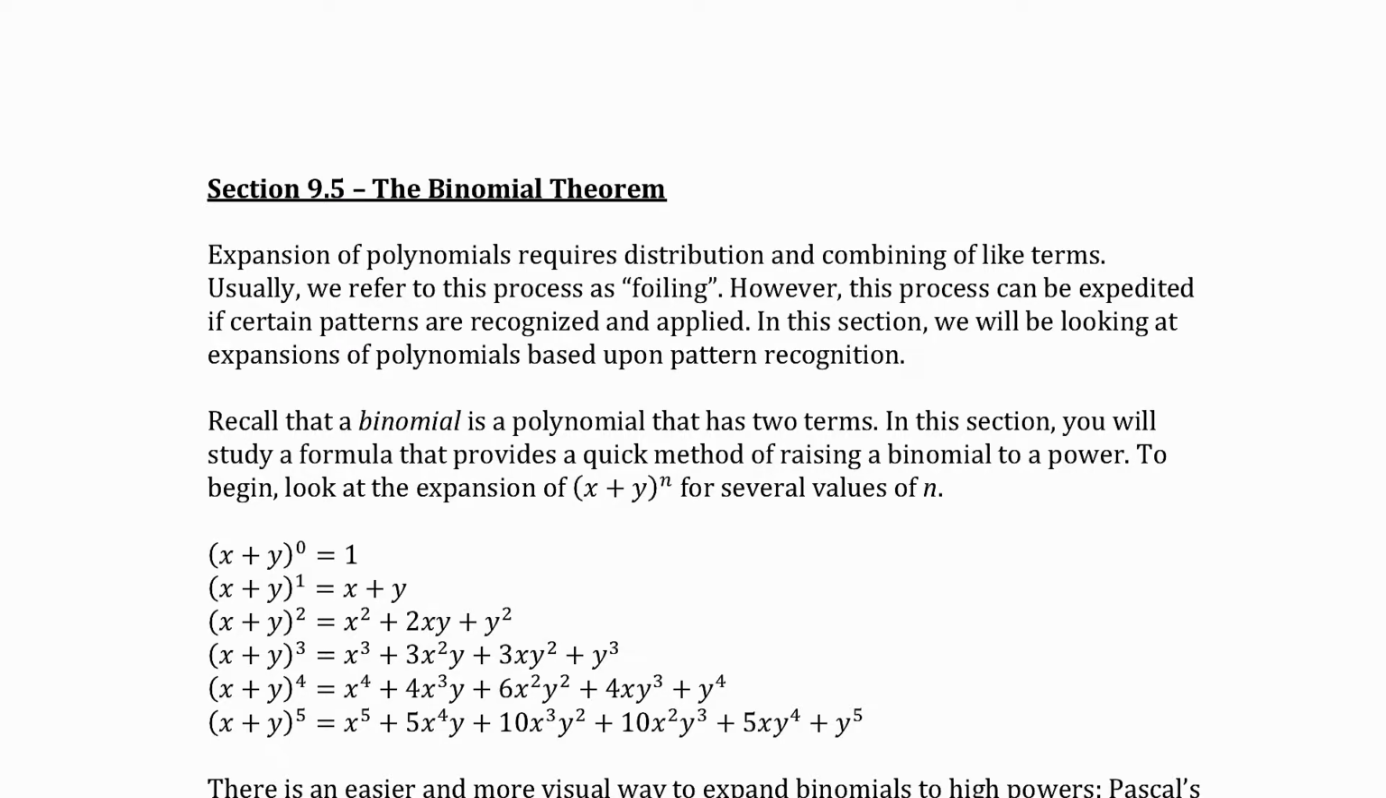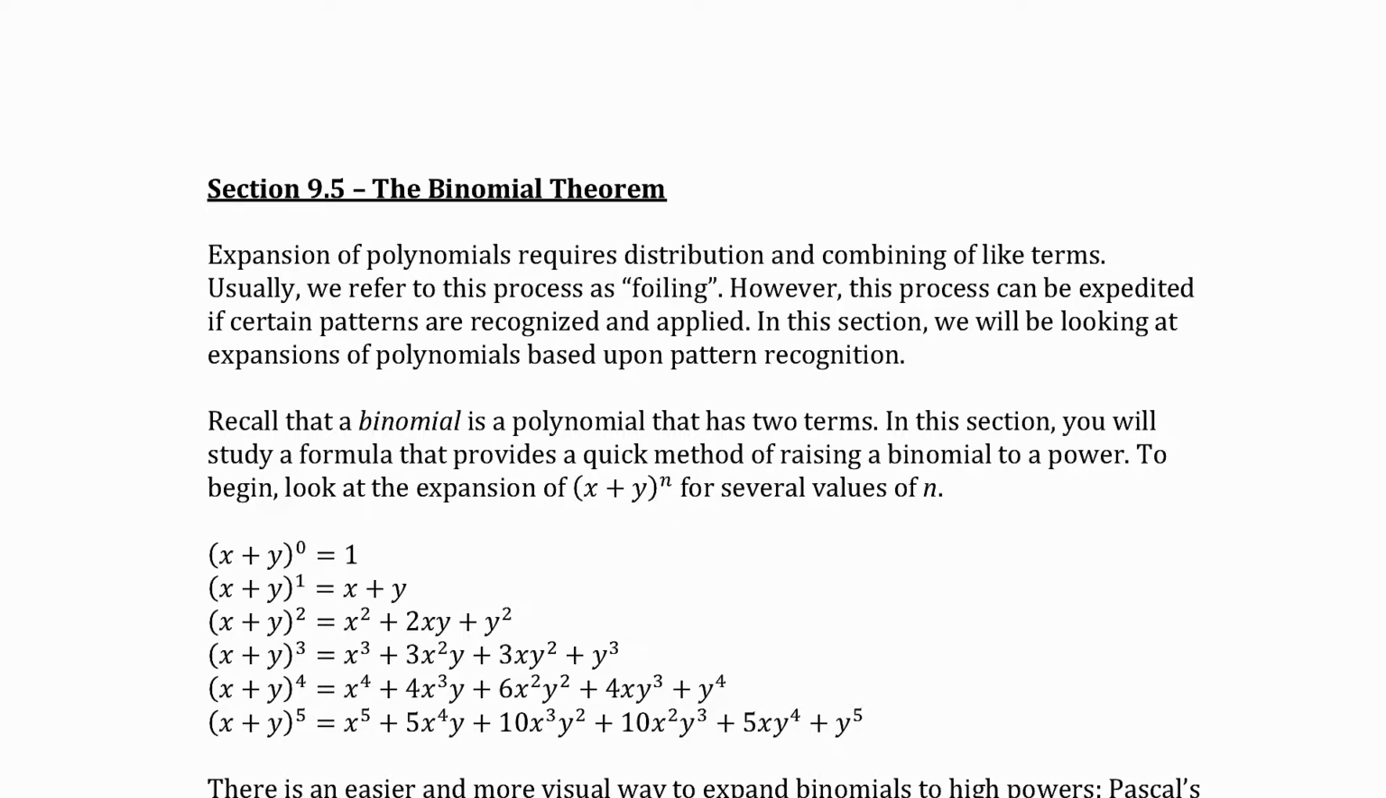Section 9.5 is the binomial theorem. So expansion of polynomials requires distribution and combining of like terms. Looking at the ones we have down here, like x plus y squared ends up being x plus y times x plus y. We've got to go through and distribute.